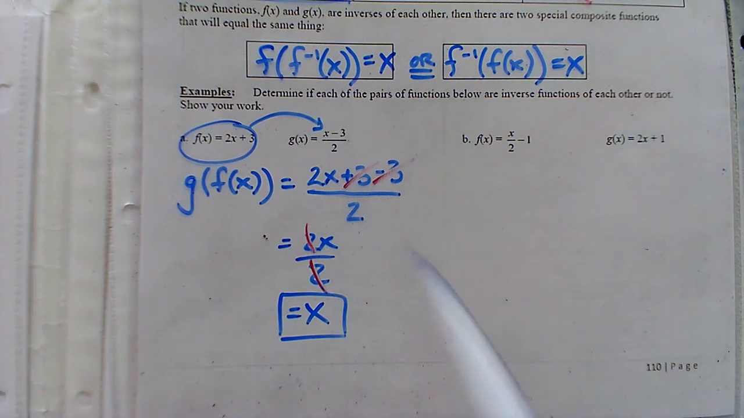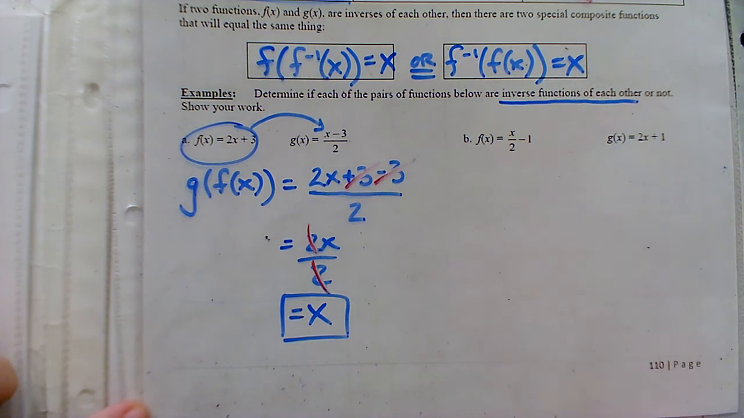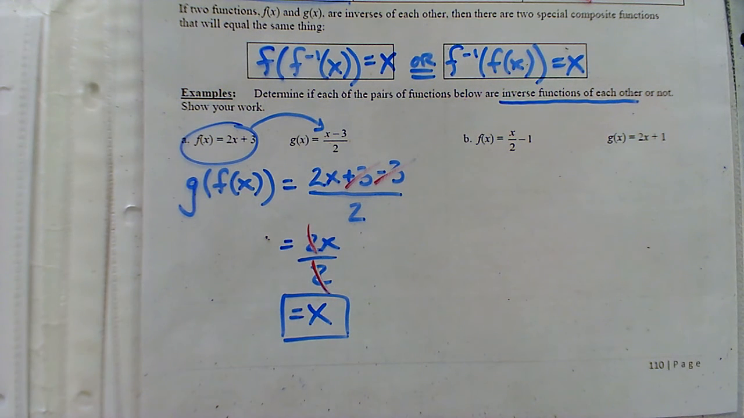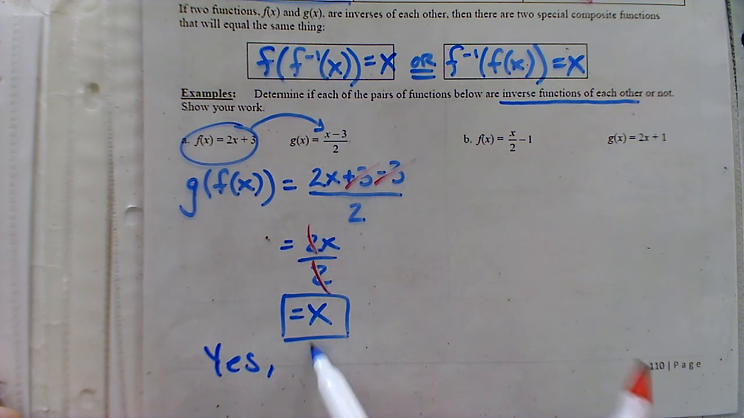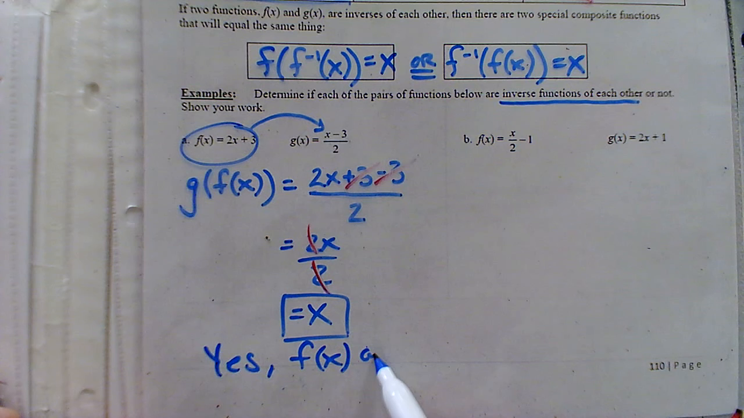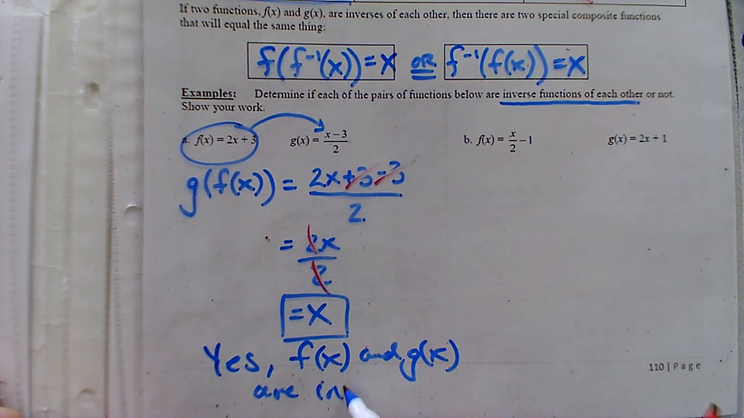So it says determine if each pair of functions below are inverses of each other. What do you think? Do they undo each other? Do they cancel out all those numbered terms? Yes. Okay, so yes, f of x and g of x are inverses.